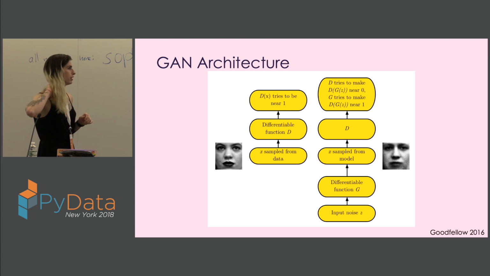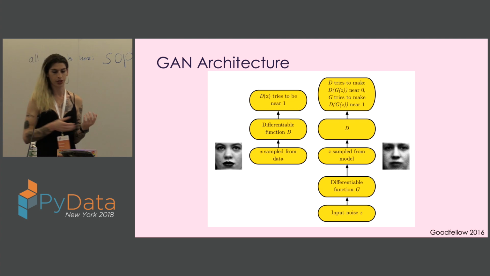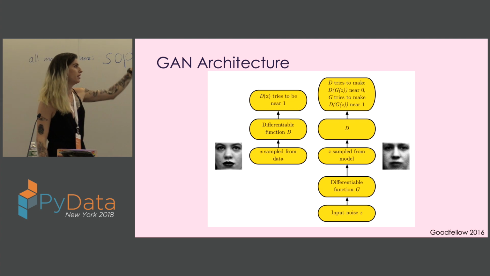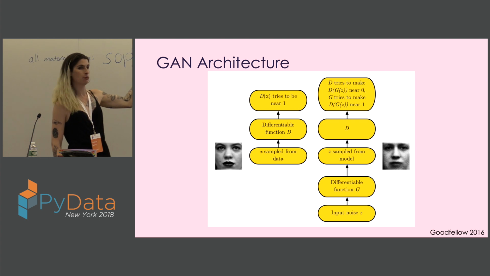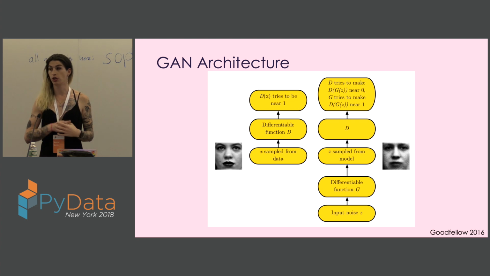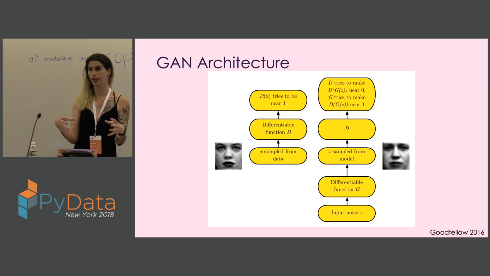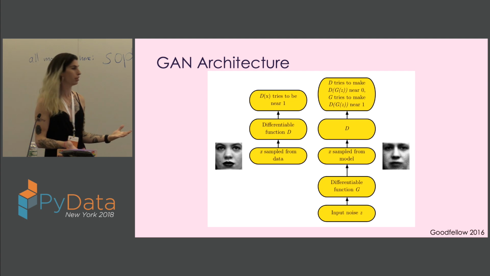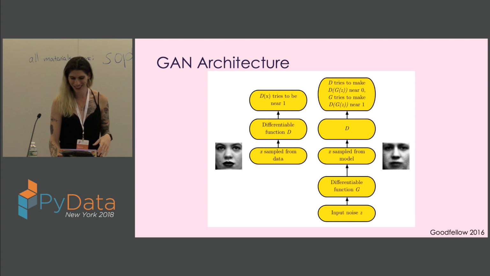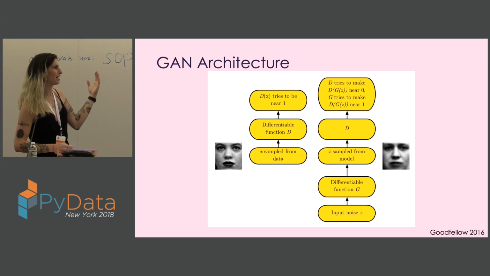The way we set these up is in a game that they play against each other. The first task for the discriminator is to take that X sampled from the training data and just learn to classify every training data image as one. It's a really easy task. Alone it could do that perfectly. As you might guess, it could just guess one for everything.